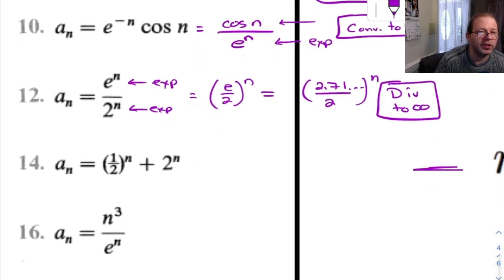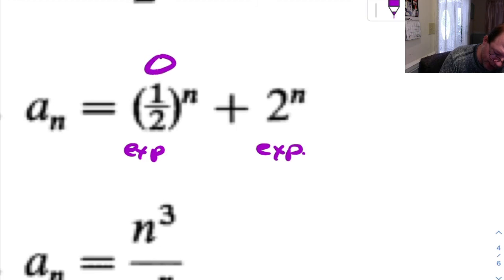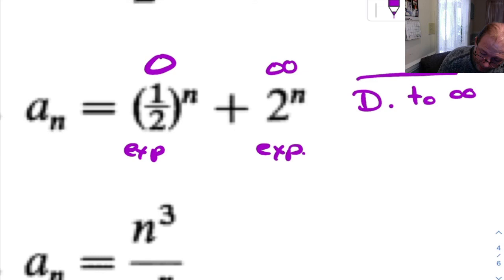Okay, what about 14? Okay, this one's interesting, because what we've got is 2 different things added together. This is an exponential, and this is also an exponential. Now, what happens to these when n goes to infinity? Well, 1 over 2 to the n, that's going to shrink down to 0. 2 to the n is going to grow to infinity. So when you add these together, you get infinity. So this is going to diverge to infinity.